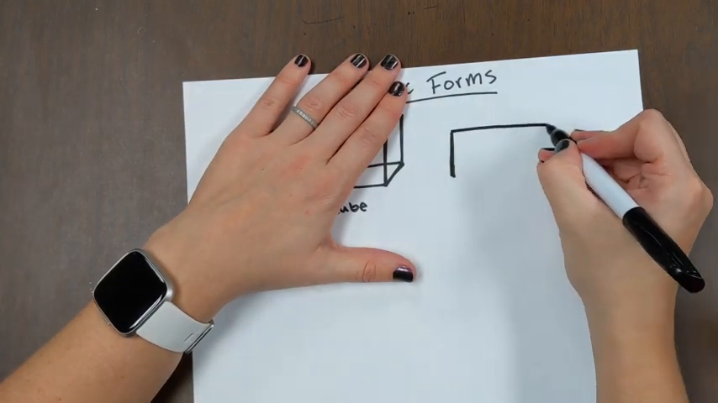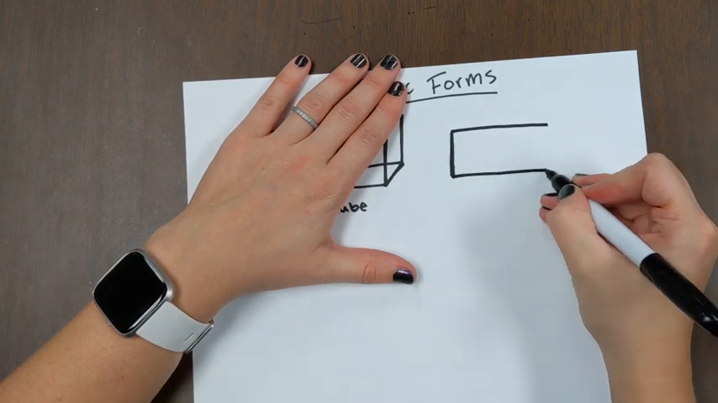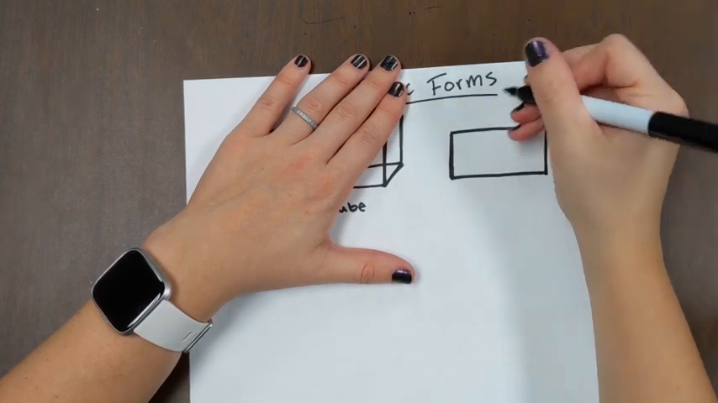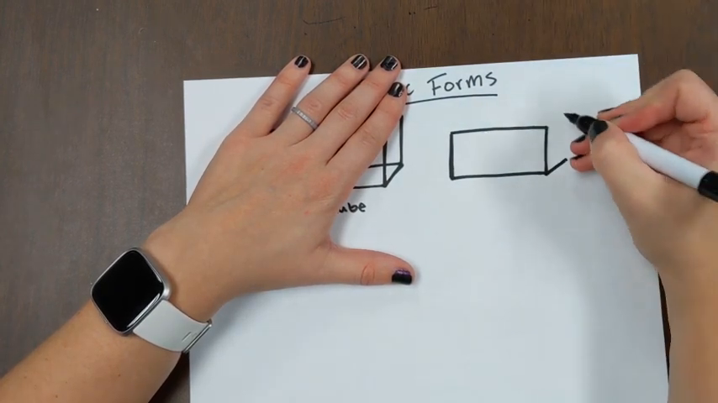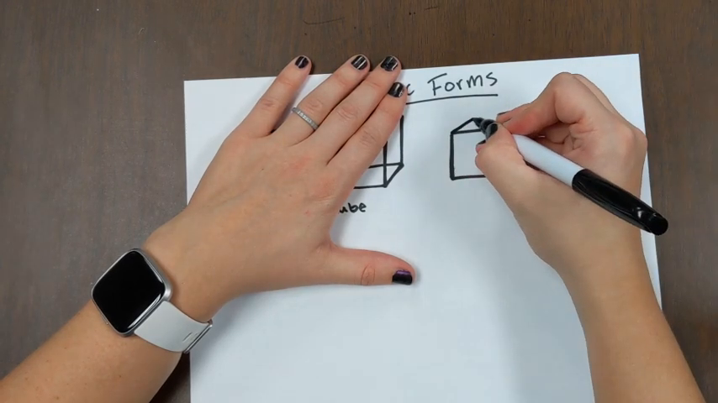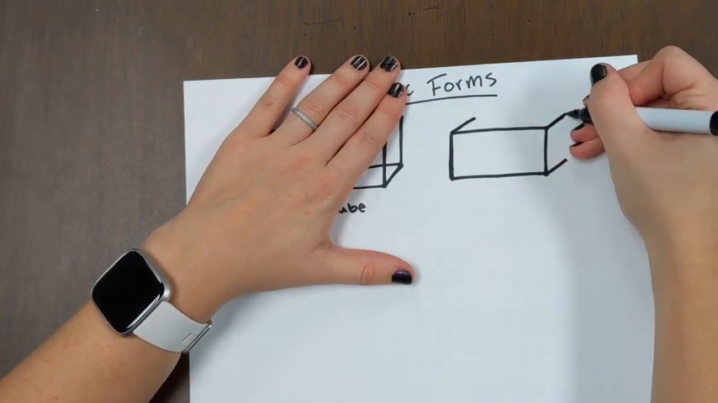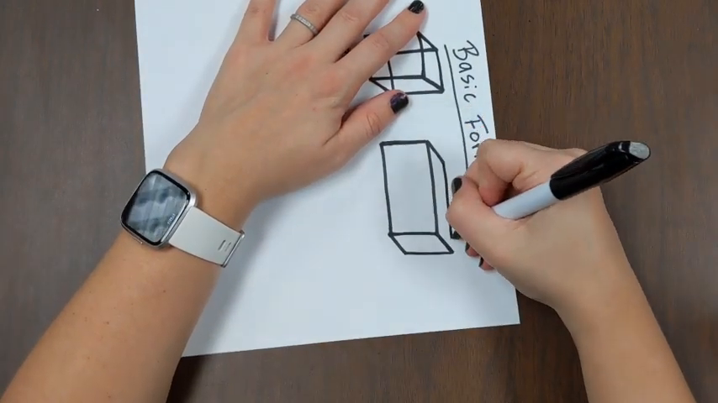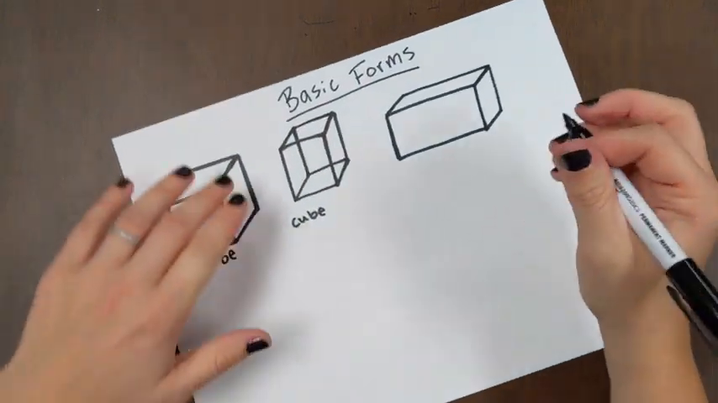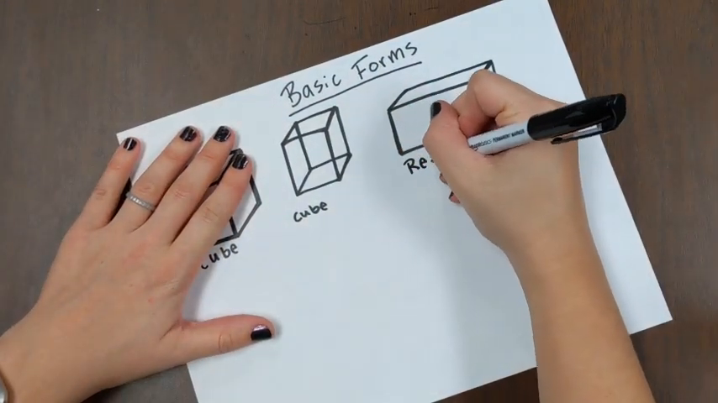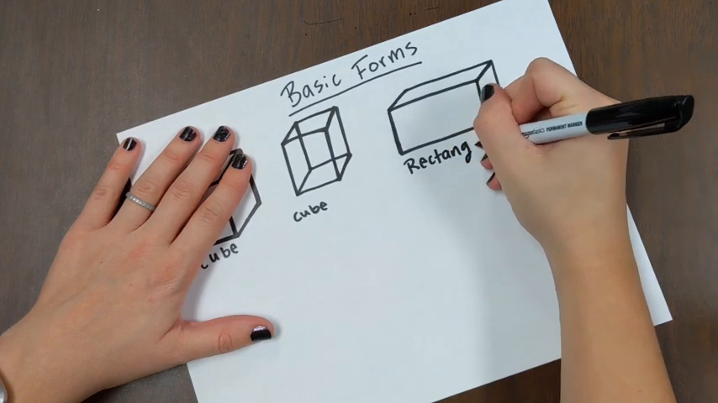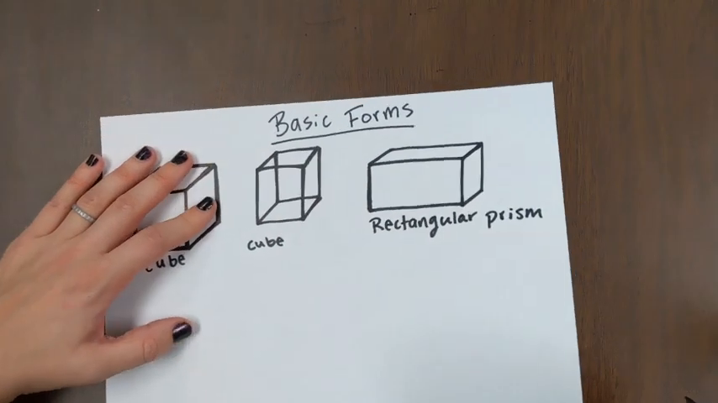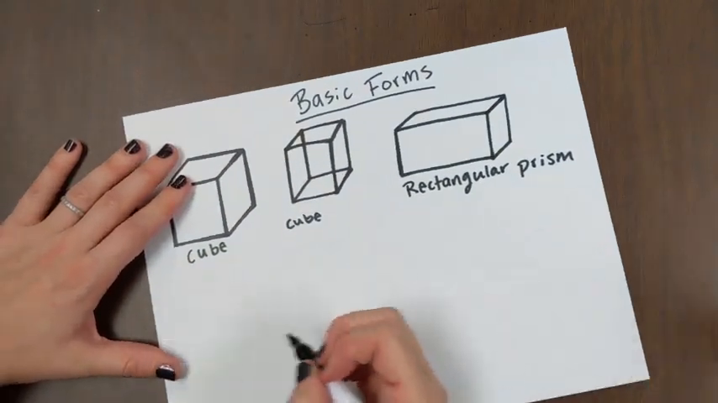So I start with a basic rectangle, and I do the same things that I did to the other cube, the first one I drew. I'm going to draw diagonal lines going from the corners, and then I'm going to connect them. Okay, so that would be a rectangular prism. So we have length, width, and depth showing. That would be three-dimensional. All right, let's see what other basic forms we can draw.